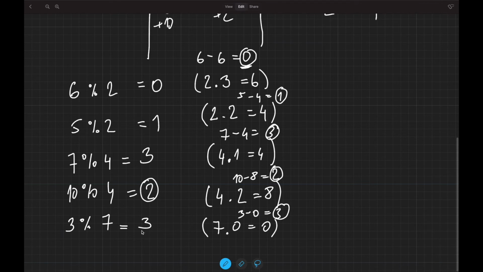Okay, let's see one more example. Let's say 5 modulo 10. How many times can I fit 10 into 5? Again, 0 times. I cannot fit the number 10 into 5, so 0 times. And 5 minus 0 is 5. So 5 is the result here.